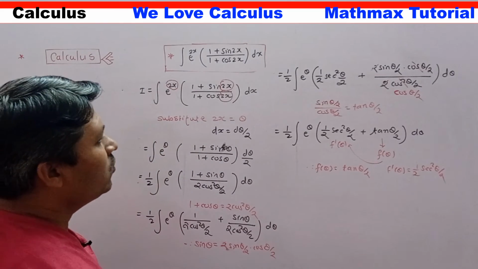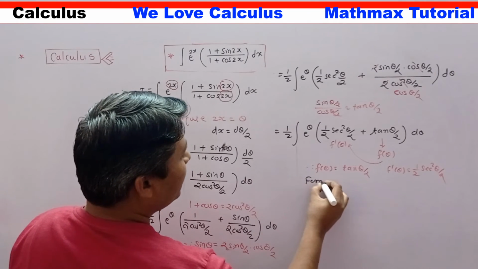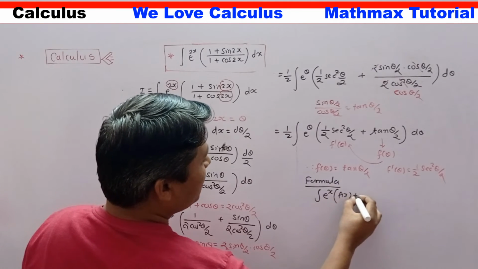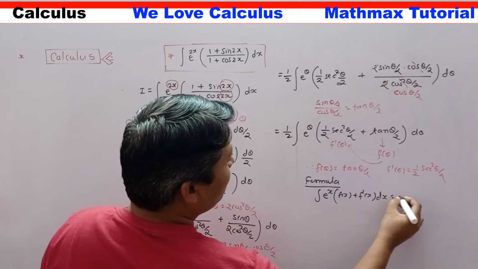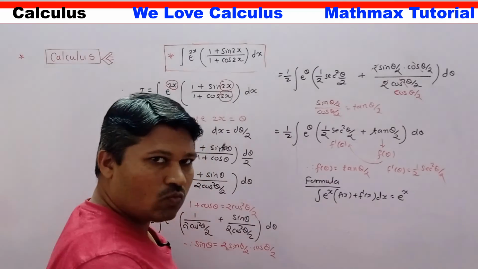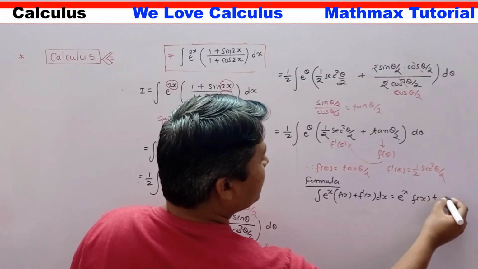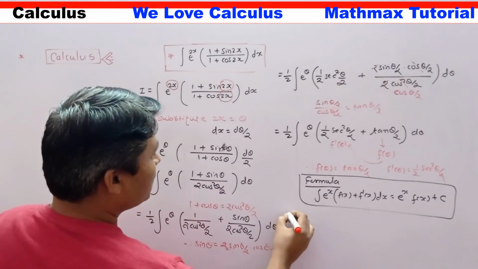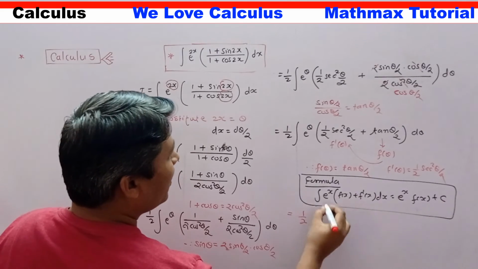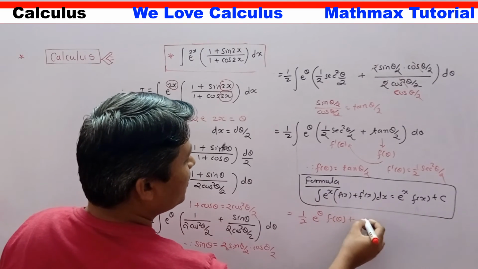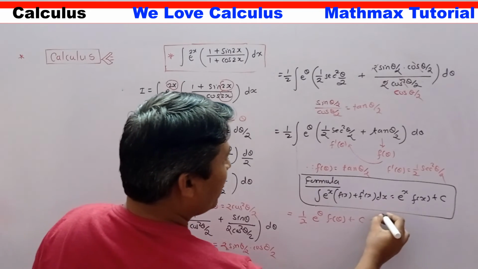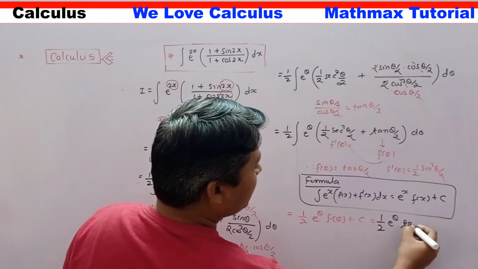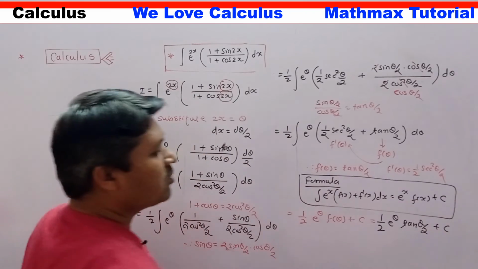We know the related formula for the integral: integration of e raised to x times (f of x plus f dash x) dx equals e raised to x times f of x plus c, where c is the constant of integration. Therefore we can write 1 by 2 e raised to theta times f of theta plus c, which is 1 by 2 e raised to theta times tan theta by 2 plus c.